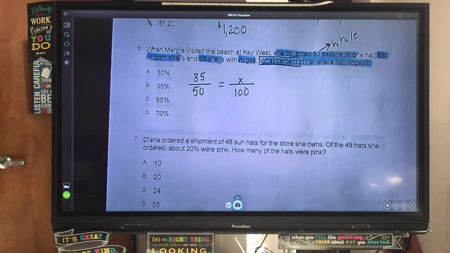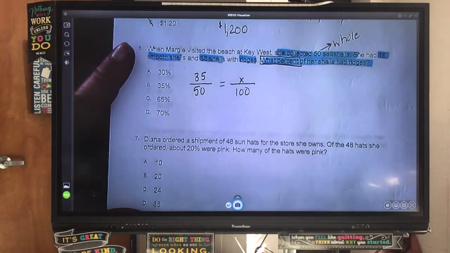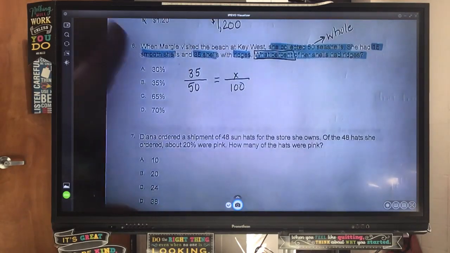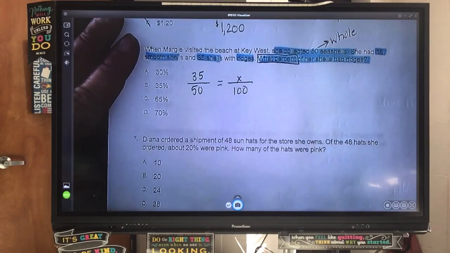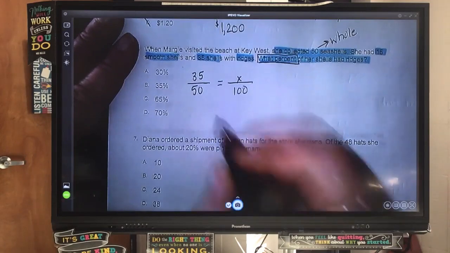How do you want to solve this one? A couple different ways. Remember, sometimes you want to find the easiest way to solve it. Ronnie? I kind of solved it and I kind of didn't solve it. I kind of multiplied all of them by 2. Why? Because the 50 would equal the 100, so you have the full 100 as a whole.